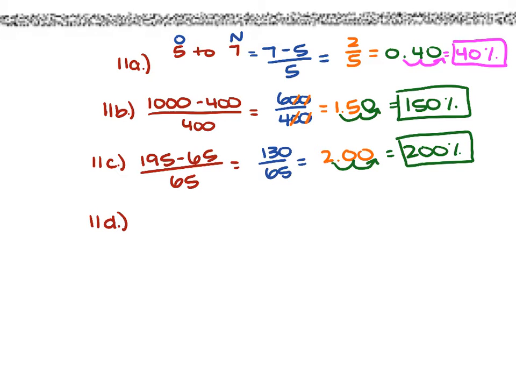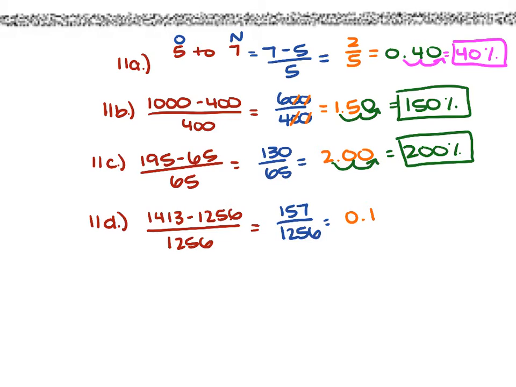For D, we have 1,256 to 1,413. So the new is the 1,413. We're going to do 1,413 minus 1,256 all over the original, which is the 1,256. So this is going to give us 157 over 1,256. When we divide those, we get 0.125. We move the decimal point, so that's 12.5%.